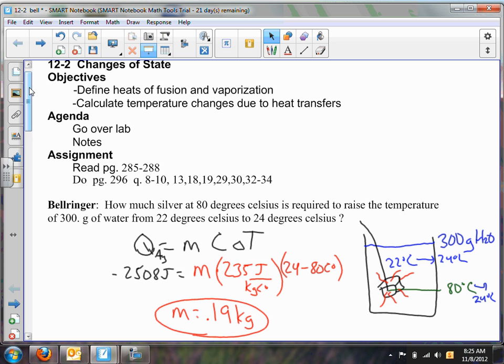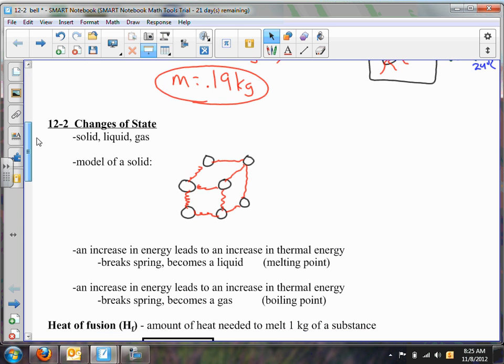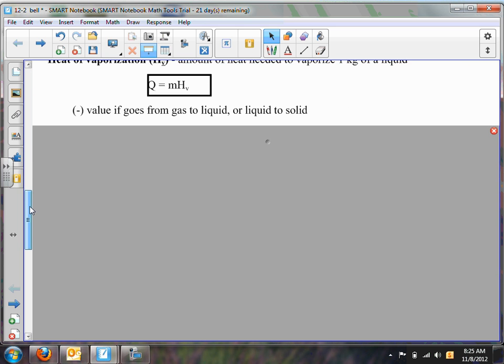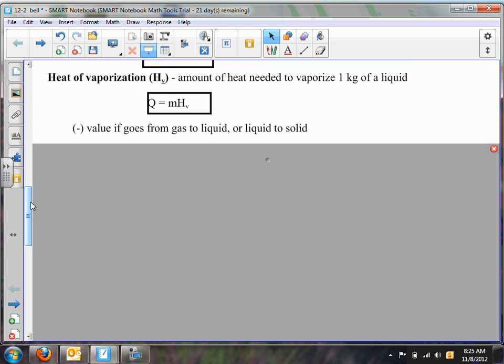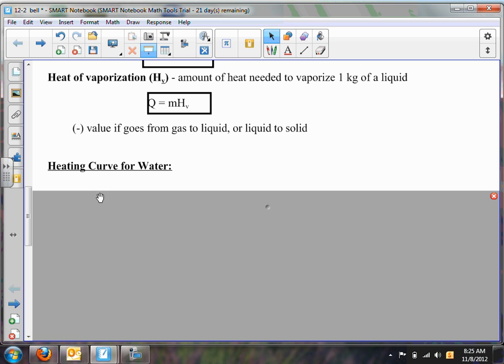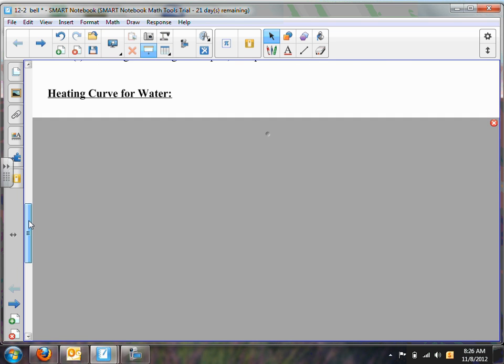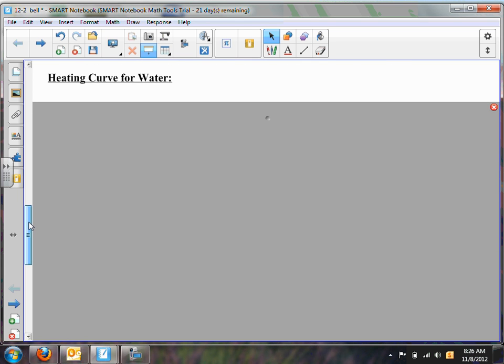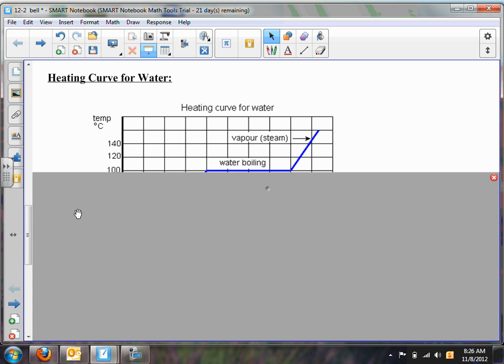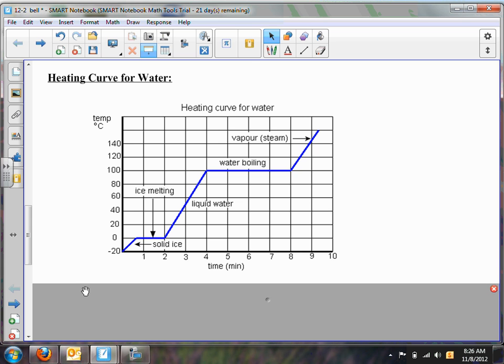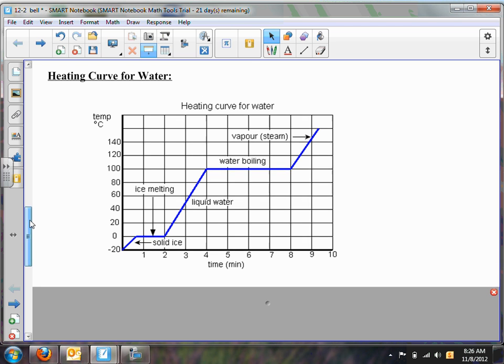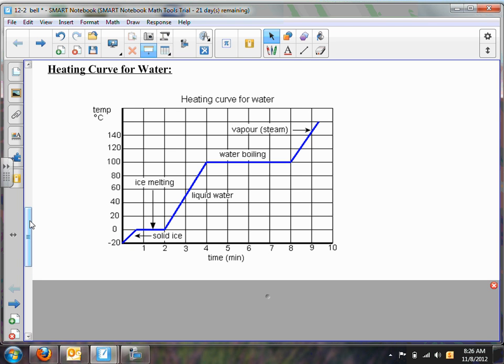Now I want to talk a little bit about temperature changes due to heat transfers. And to do that, we're going to have what's called a heating curve for water. Your book has an example of one. It should look similar to this. Every pure substance has its own heating curve. And they will look very, very similar to this.